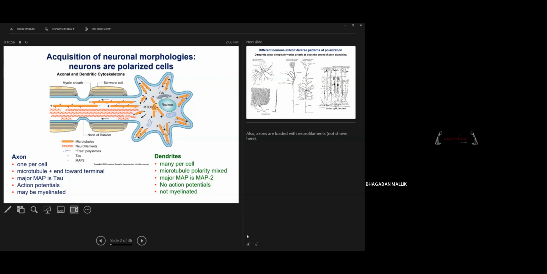You can see that the plus end of the microtubules is directed toward the axon terminal, and the major microtubule-associated protein in the axon is tau, which stabilizes the microtubules. We are going to see that in further discussion. The axon generates the action potential at the axon hillock. Somewhere here you have the generation of the action potential, and the axon may be myelinated or unmyelinated.